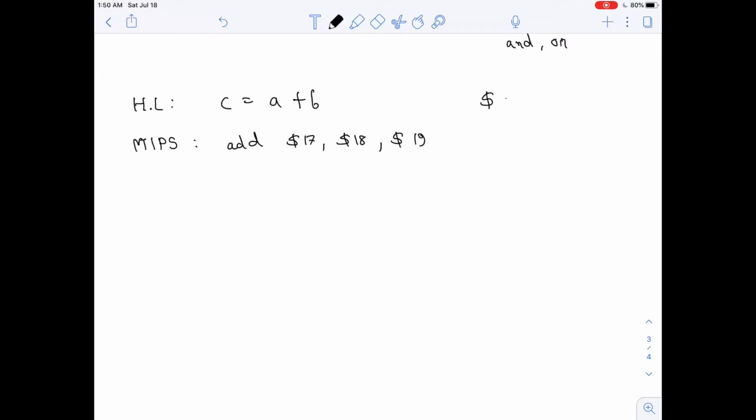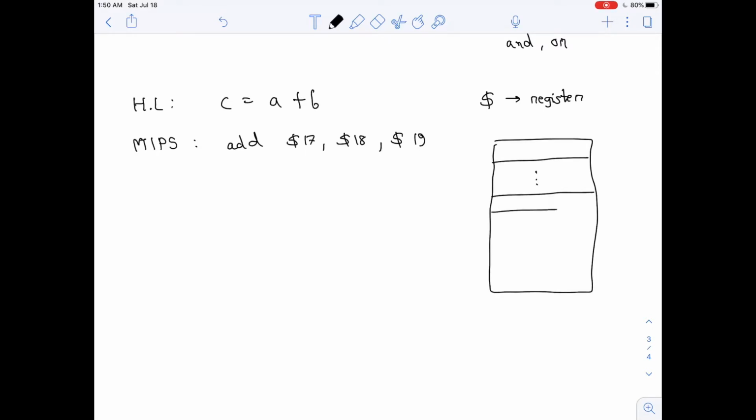So this dollar symbol indicates a register. I've already talked about MIPS having 32 registers. Suppose this register is known as $17, this one $18, and this one $19. The first register starts from $0, and therefore to have 32 registers, your last register must have a number of 31, since all of these are sequentially numbered.